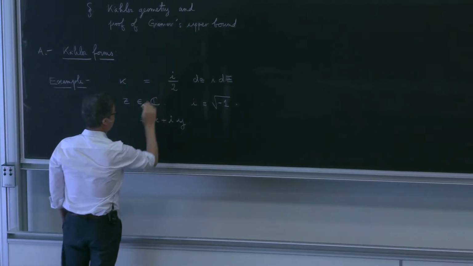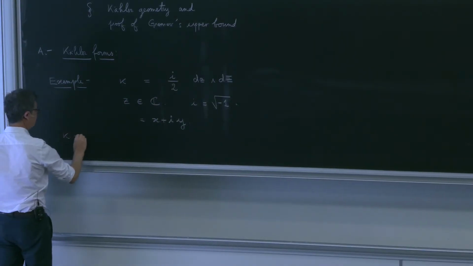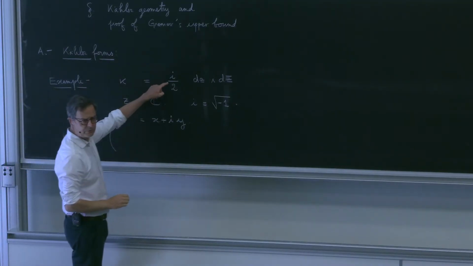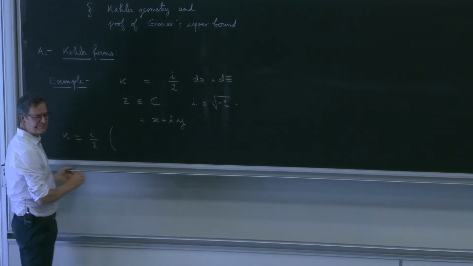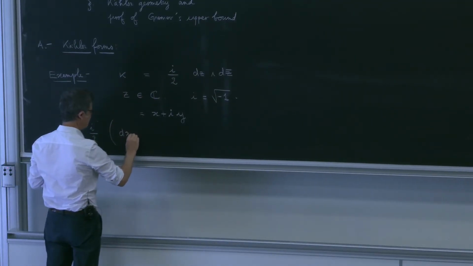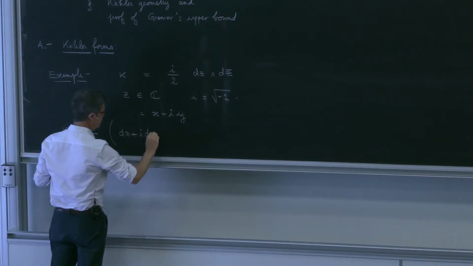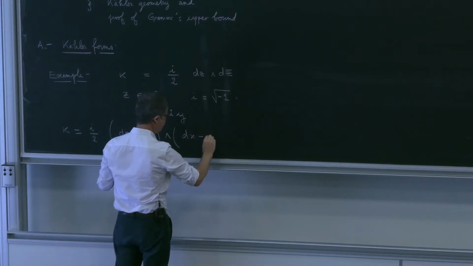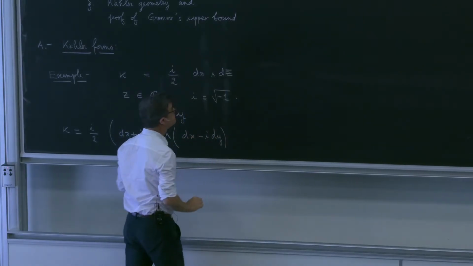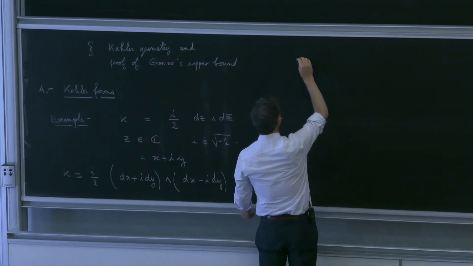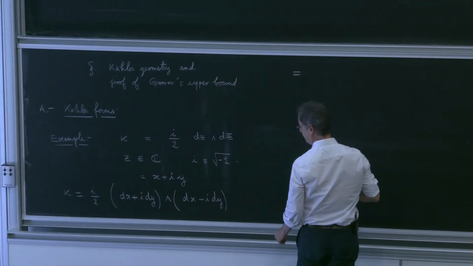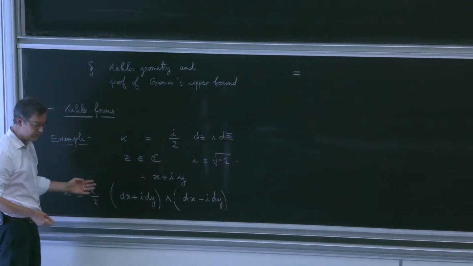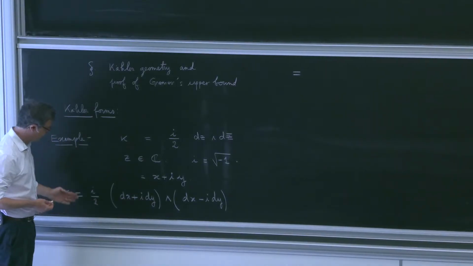So if I expand this definition, what do I get? I get i over 2. So you see, over 2 is very important. So it's dx plus i dy, this is dz, times dx minus i dy. And then I continue. Okay, so I know that some people never saw what a differential, a Kähler form is, so you need to do at least this computation at least once. Okay, so I do it.